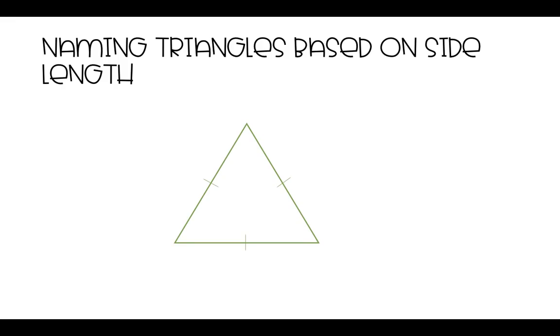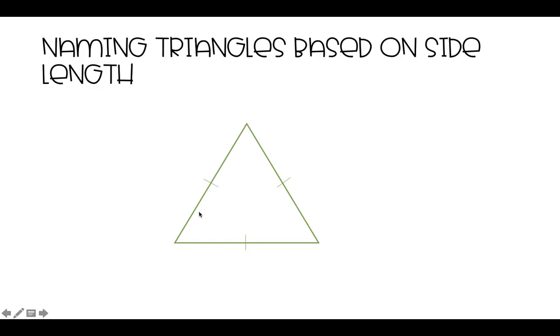In today's lesson we're going to look at naming triangles. So we're going to first start by naming triangles based on their side lengths. We can name them in two ways. We can name them based on the lengths of their sides or based on their angles. And so we're going to learn both of those today.